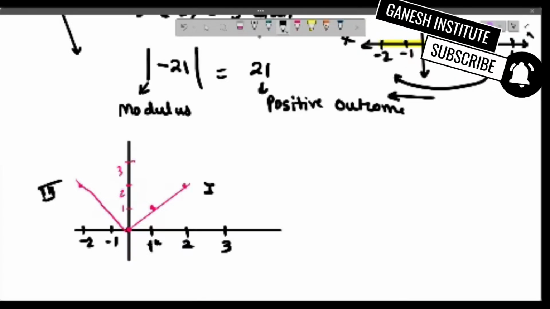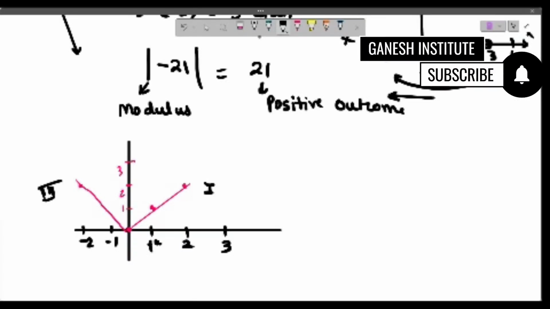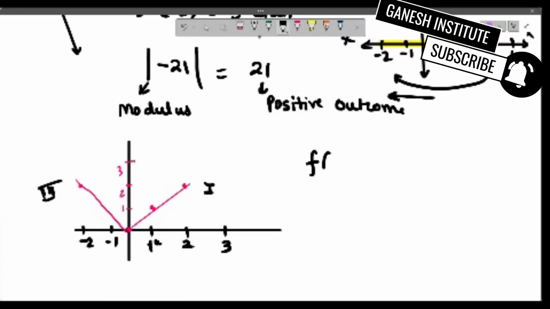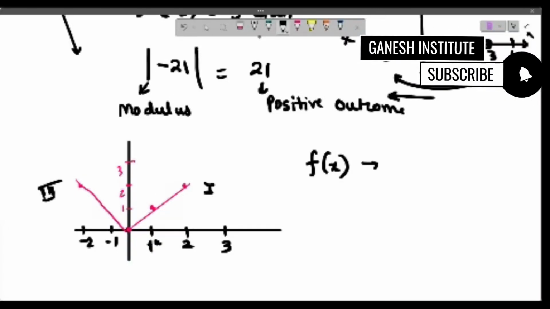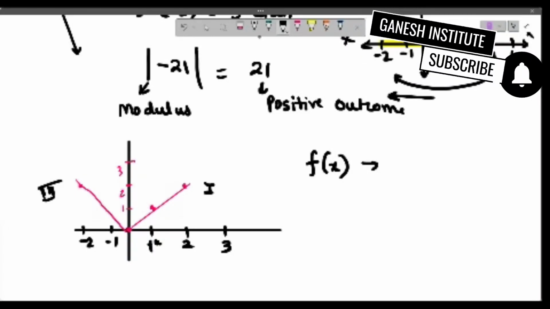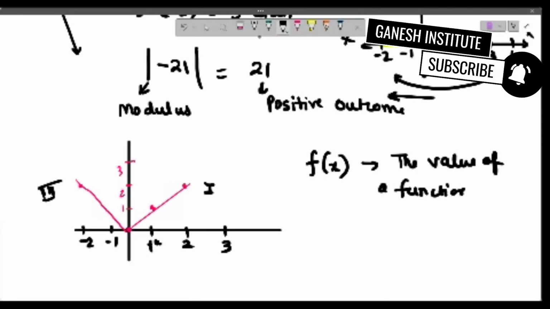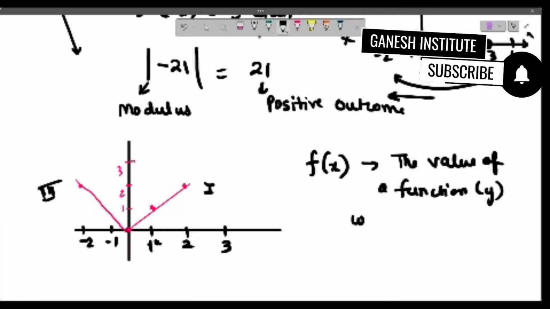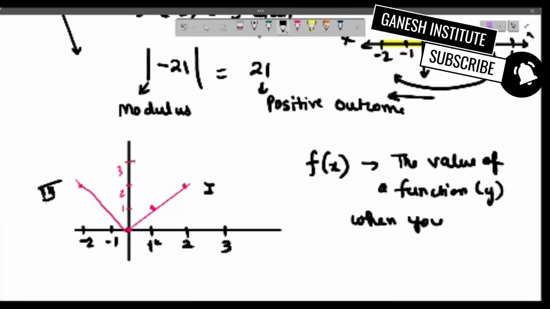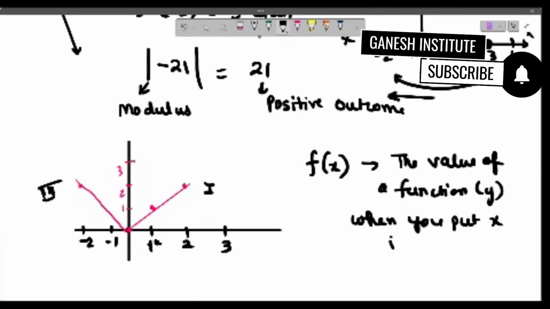So how do we represent it? That is very important. So we write the function like this. It is the value of y, like the value of a function that is y, when you put x in the expression.